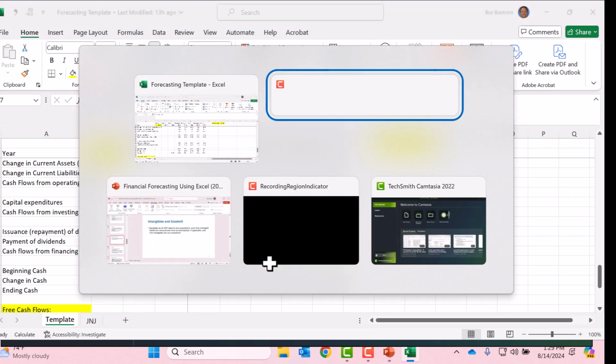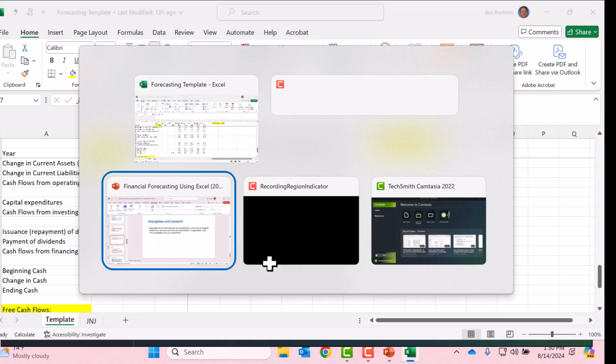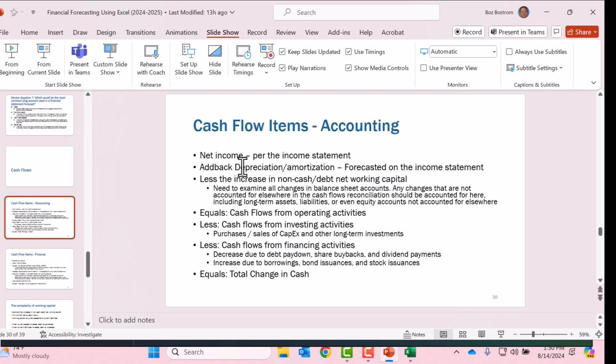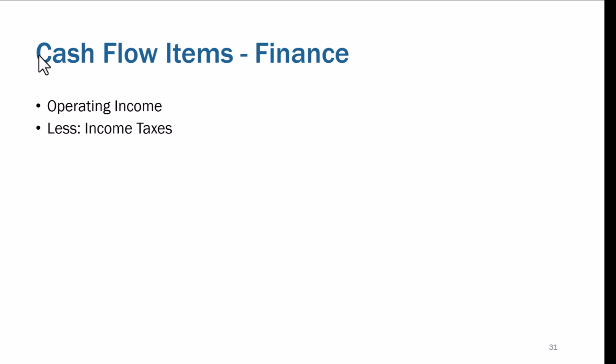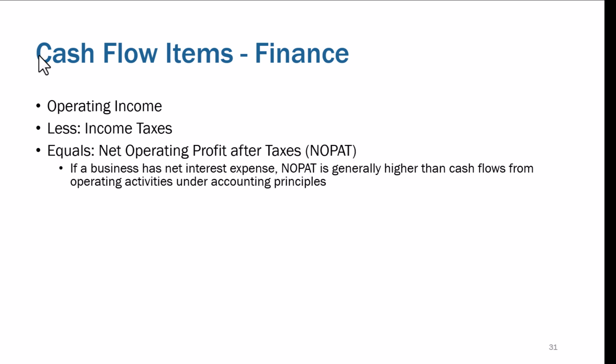So now then, we'll go back to the PowerPoint deck here. Okay, current slide, pop through there. The finance statement of cash flows. Well, we're going to start with finance. We're trying to come up with free cash flows. So we start with operating income. We reduce it by income taxes, and that will give us net operating profit after tax.